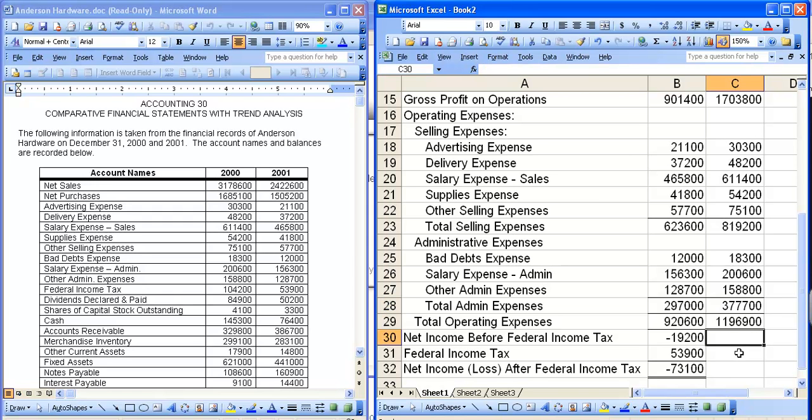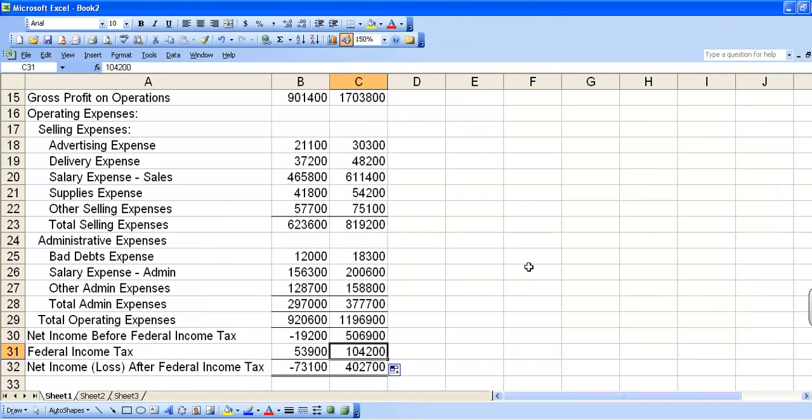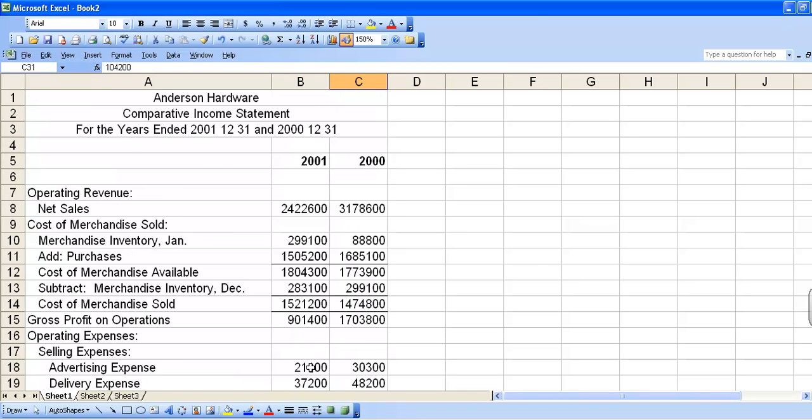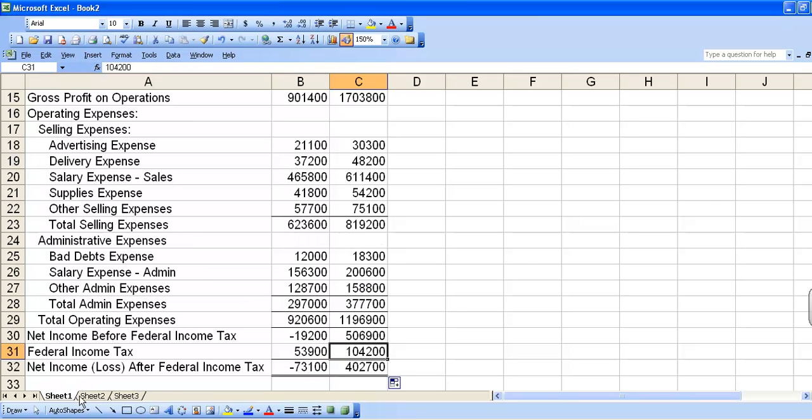So our net income before federal income tax is our gross profit minus our total operating expenses. If you look over here, our federal income tax is 104,200. And our net income or loss after federal income tax is now 402,700. So as you can see, in the year 2000, our profit was much higher than in 2001. In fact, we had a net loss in 2001.